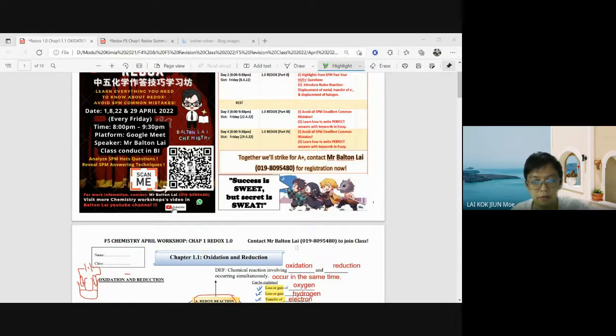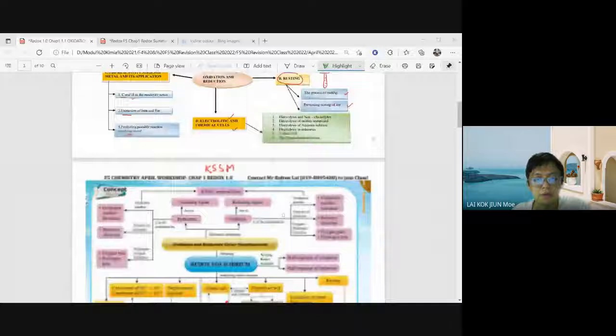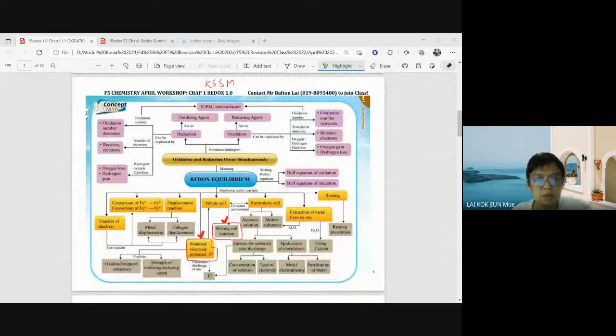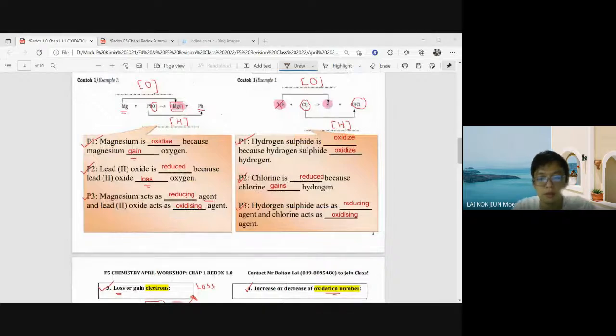First lesson you learn about Redox, you already can reach until so many things you can answer already very good. Because you see the mind map, so many things inside the Redox. Actually, a lot of things you have to know. So redox is a very huge topic. It's a tough topic for Form 5. Oh, Form 4, you already learned the most difficult topic is salt. Okay, salt is Form 4 topic.